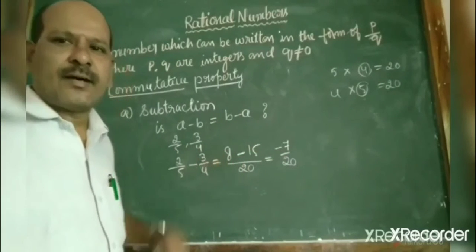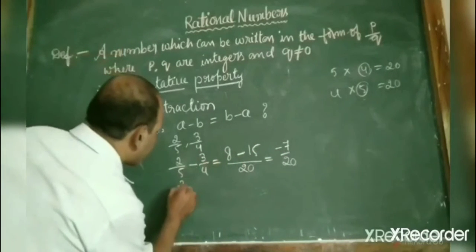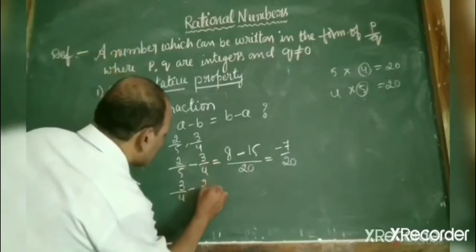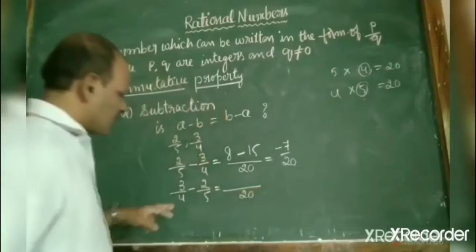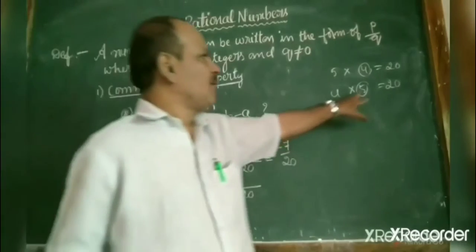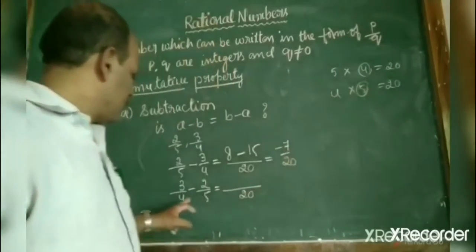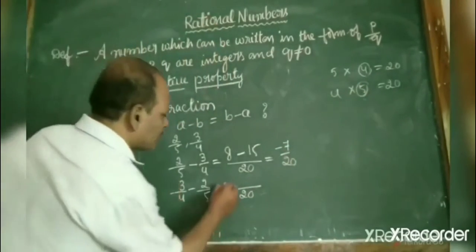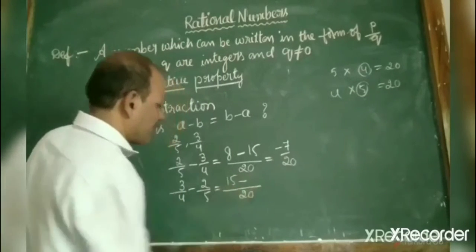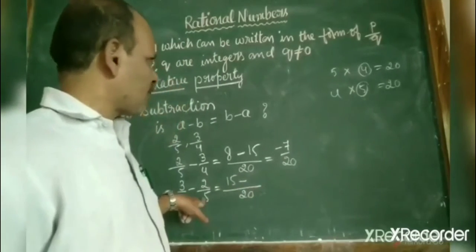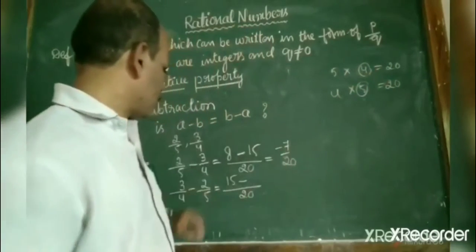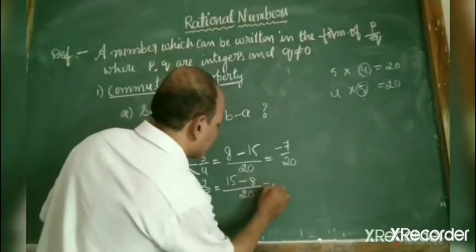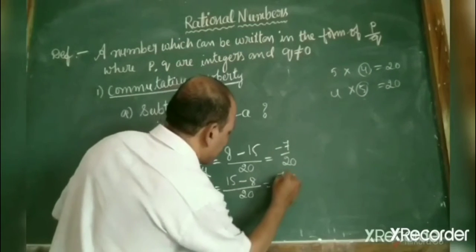Now I am reversing the order and checking. 3 by 4 minus 2 by 5. Again LCM is 20. 4 goes in 20 5 times, that 5 into numerator, 5 threes are 15, minus. Again, 5 goes how many times in 20? 4 times, and 4 into 2 is 8. Here the answer is 15 minus 8.